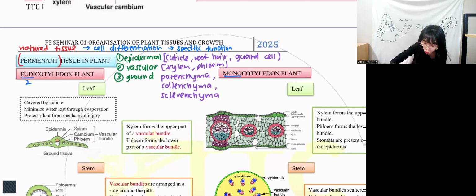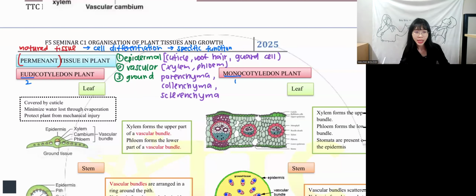So Dicot means 2, Monocot means one. 2 cotyledon. What is a cotyledon? Cotyledon is a storage of food. So we have 2 seed and 1 seed. 2 seed and 1 seed. For dicot, we have leaf, stem, and root. Same goes to monocot. What I want you to know from this is, I want you to recognize the diagram.